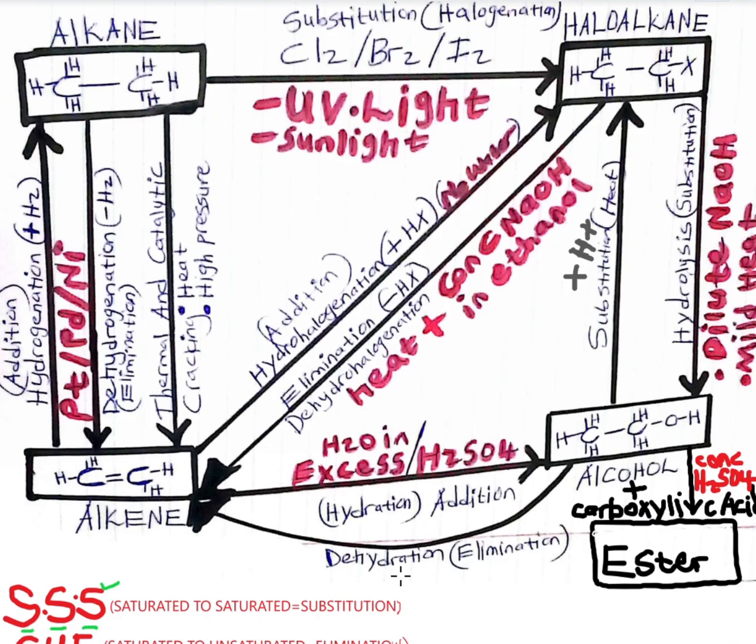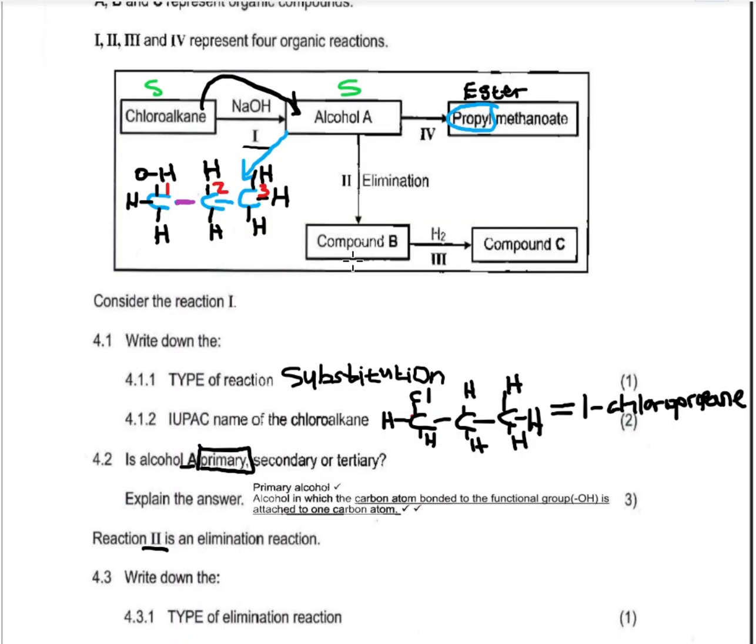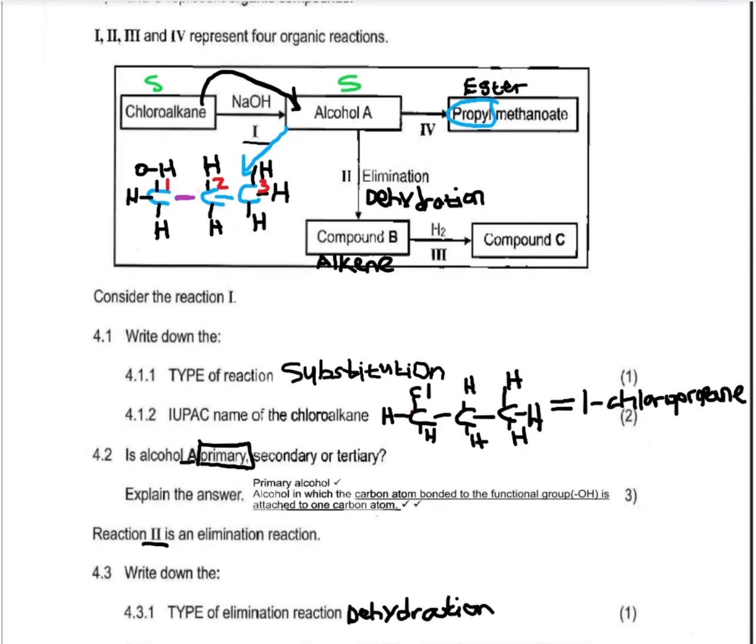That is elimination. And what type of elimination reaction is that? We know it's going to be dehydration. So the question says what type of elimination is that? We are going to say it is dehydration. So the answer there is dehydration. Let's note it down that compound B is an alkene. Let's write it down there. It's going to help us. Alright, the type of elimination reaction, let's write the answer there. It is dehydration.